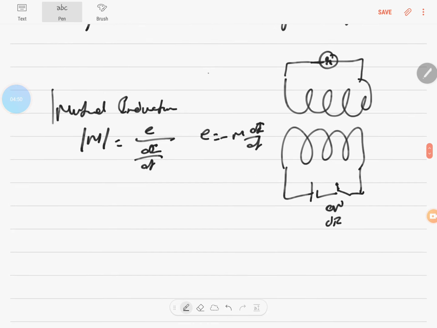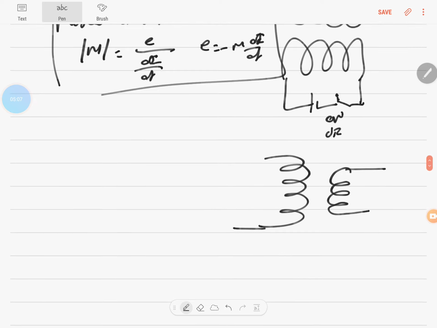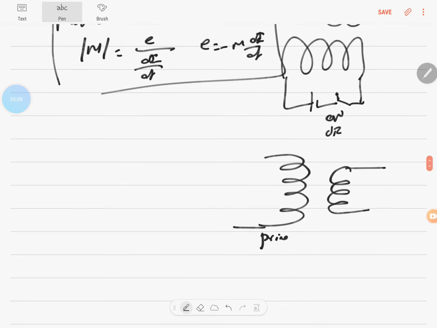This phenomenon of mutual induction is very important because you must have seen transformers where there is a primary coil with a larger number of turns, and a secondary coil with a small number of turns. You'll have two coils here facing each other. In the case of a transformer, this is the primary coil and this is the secondary coil. You know that for long distance transmission they use really high voltage. Very important.